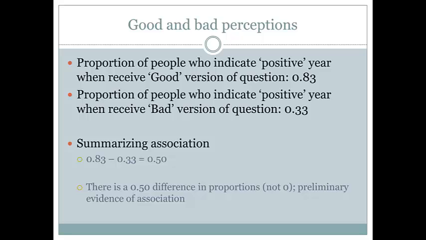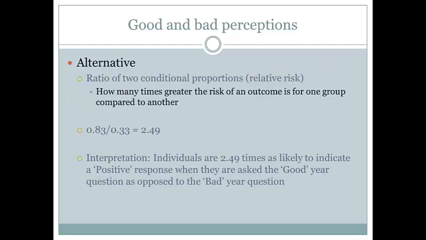Since that is not zero, that is, there is a difference in the group proportions, this is preliminary evidence of an association. But there is an alternative. That alternative is the relative risk. The relative risk, instead of subtracting the two numbers, divides the two numbers. This indicates to us how many times greater the risk of an outcome is for one group compared to the other. So in this case, if we take 0.83 and divide by 0.33, we get 2.49.